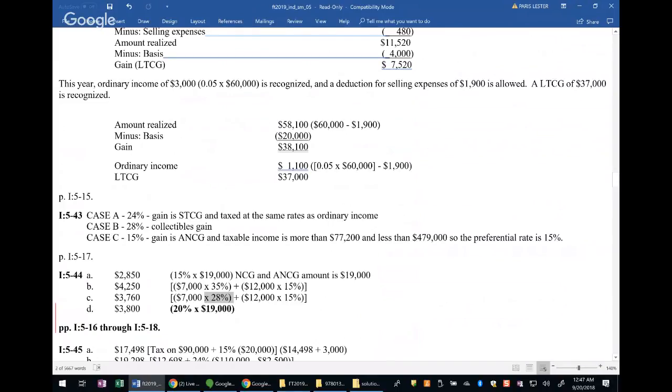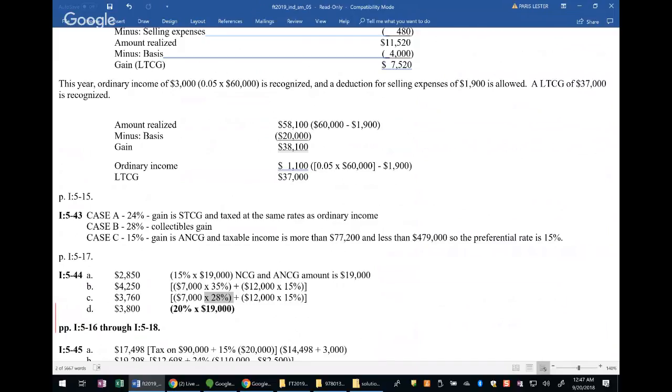All right, it looks like their tax on this part. Now, 15% of 20,000. How much is 15% of 20,000? This is all you need to know. 15% of 20,000 is your tax on your long-term capital gain of 3,000. Or tax anyway was going to be 14,498. So you add on 3,000.